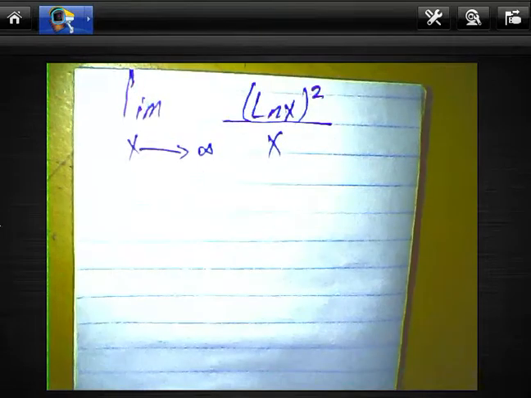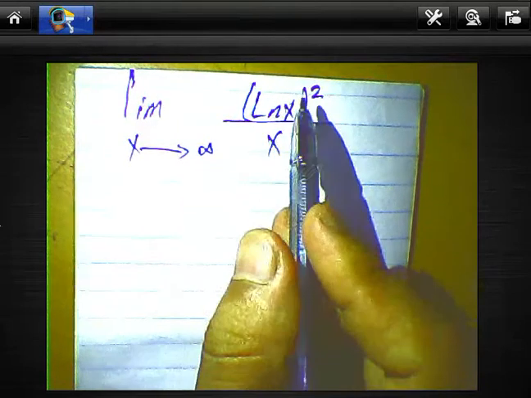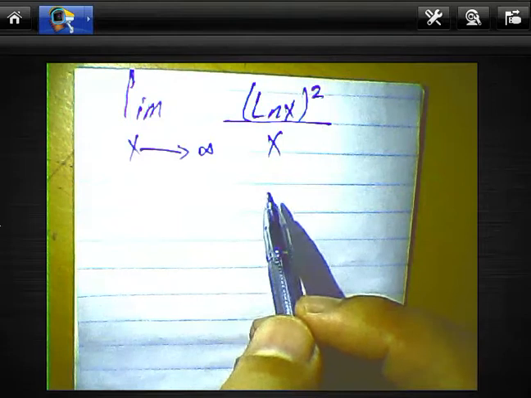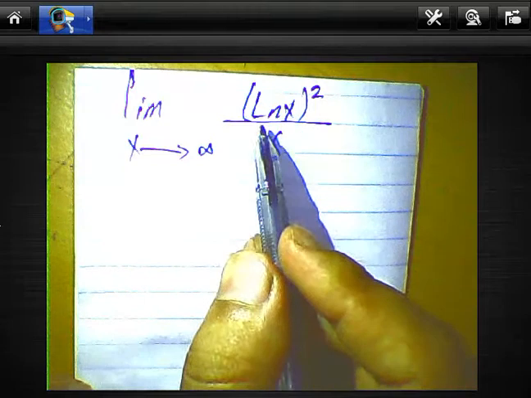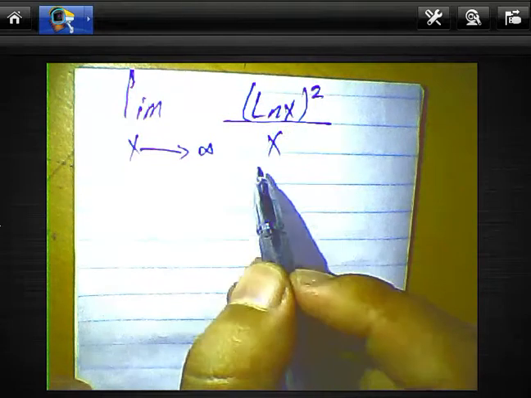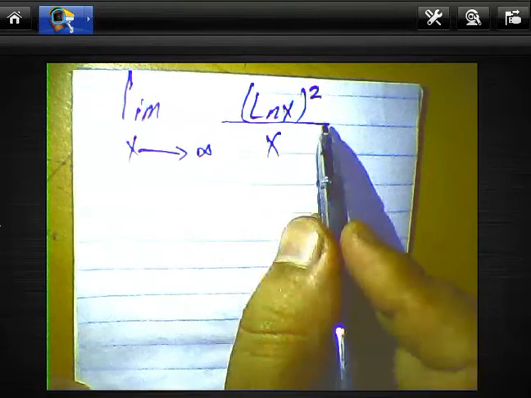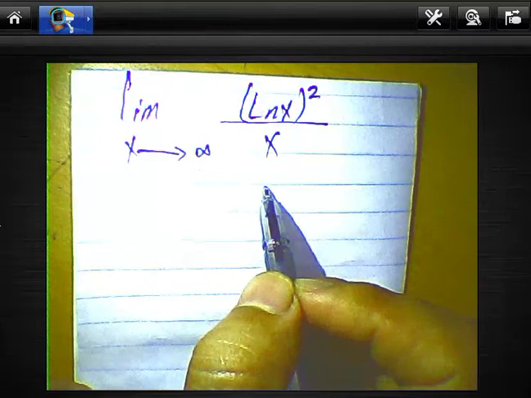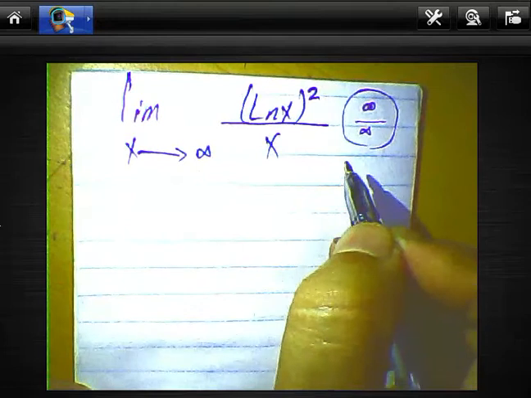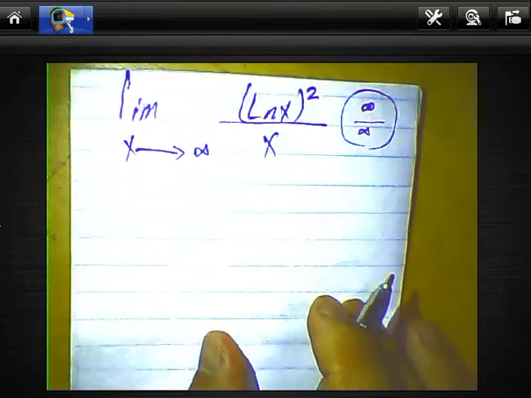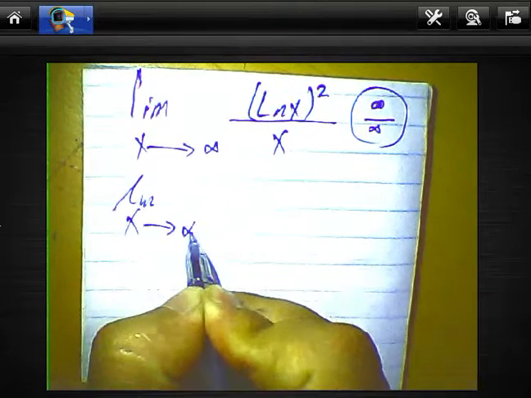Okay, in this example we have to find the limit when x approaches infinity of (ln x)^2 over x. We can find the result by putting x equal to infinity: ln infinity over infinity. The result will be infinity over infinity, which is undefined. So we must find the derivative of the numerator and denominator, of the limit when x approaches infinity.